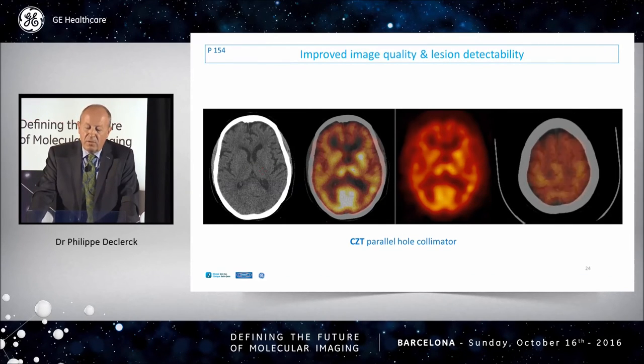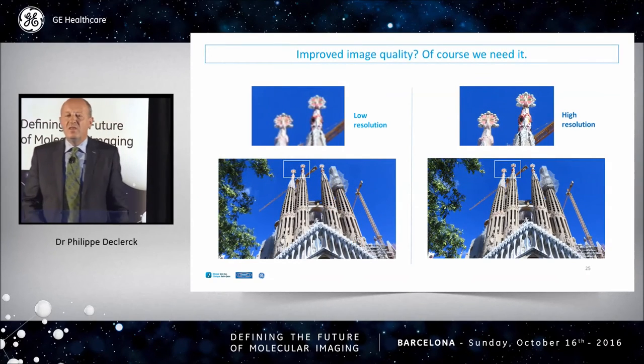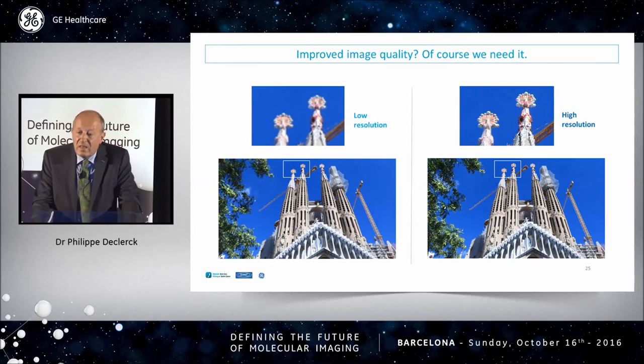And then they developed very nice quantification programs, Q-brain, to evaluate activity in the brain. So now, this image quality, do we need it? Do we need it? I think we need it.